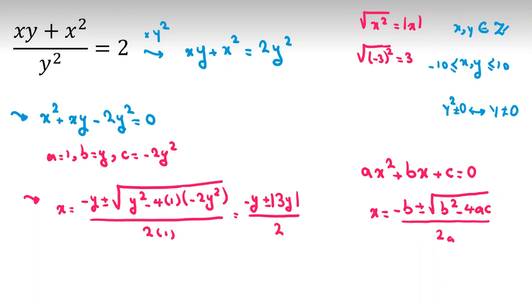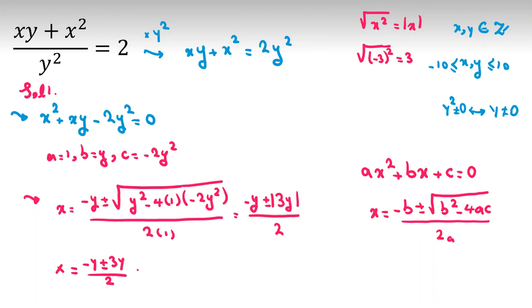All over 2. Now, we consider two cases. y cannot be 0, as we said, because then the denominator will be 0. Because we say plus minus, the absolute value is not important. We consider the plus sign and the minus sign. It is solution number 1. I will also solve it with an easier solution. Negative y plus minus 3y all over 2.